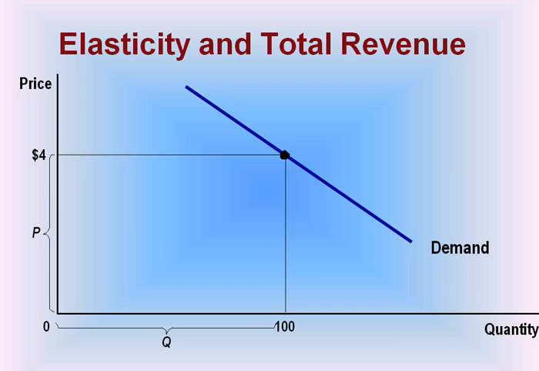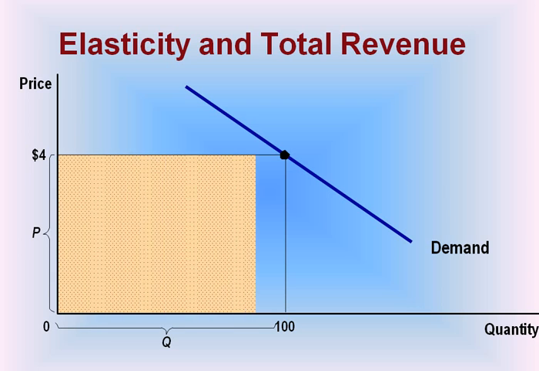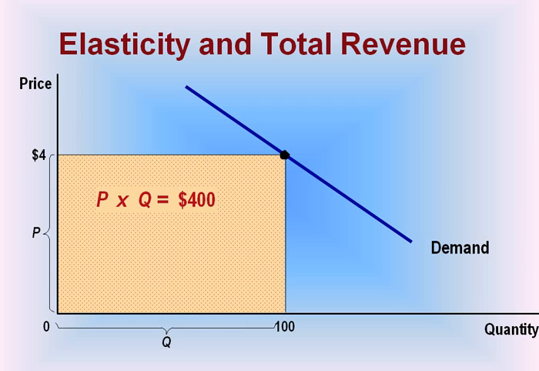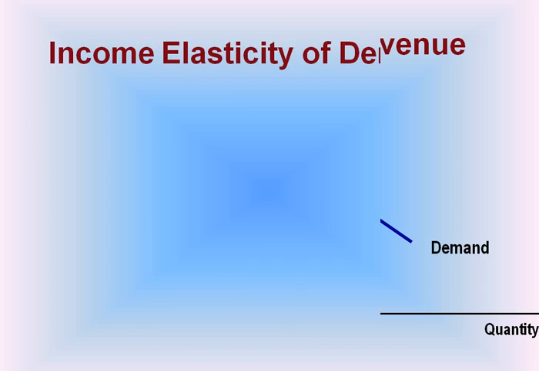Elasticity and total revenues. Simply, if we have a lower elasticity of demand for our product, we should increase the price. But if we have greater elasticity, we should reduce the price so our demand increases. But if we have elasticity equal to 1, we should not change the price.